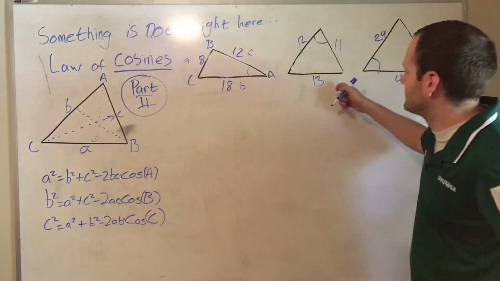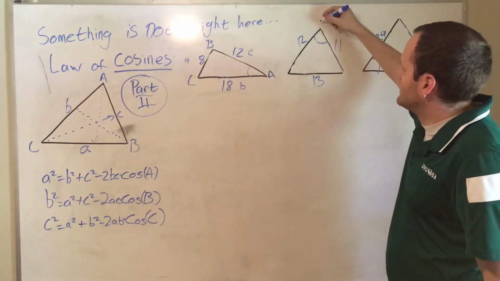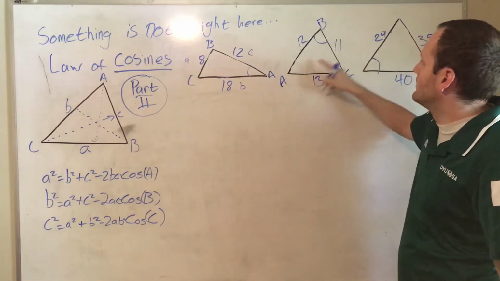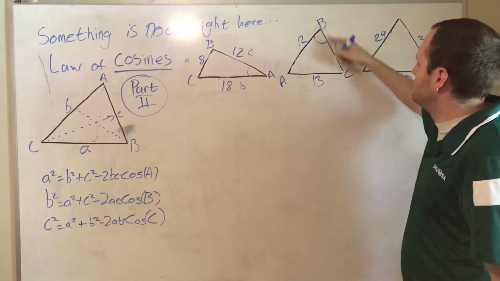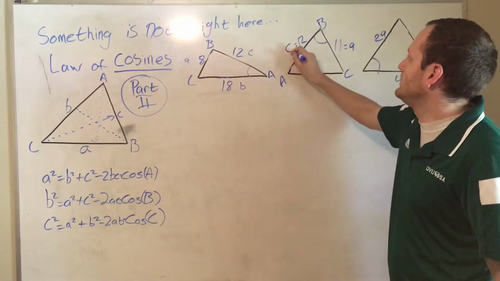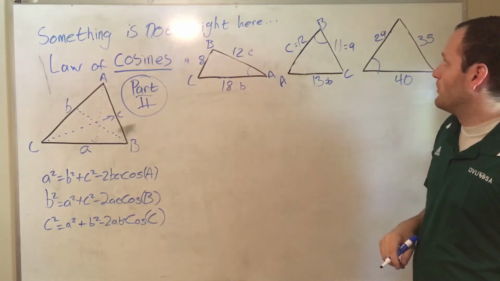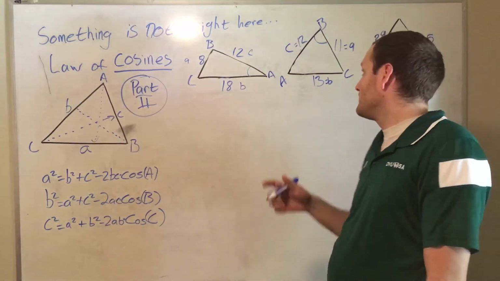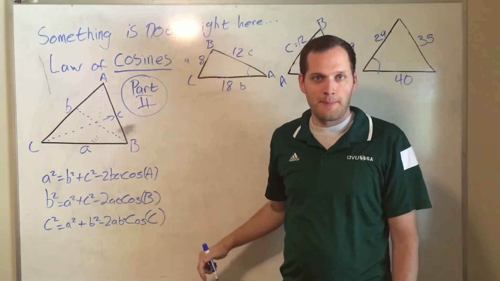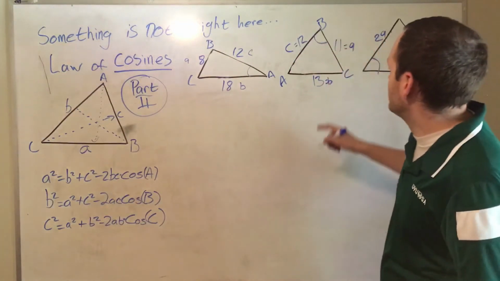Alright, let's do this next one here. I'm going to label it. Let's call it A, B, C. This will be side A. This will be side B. This will be side C. Alright. What side am I looking for? I'm looking for side B. So I'm going to use my first, second, or third equation. The second one.